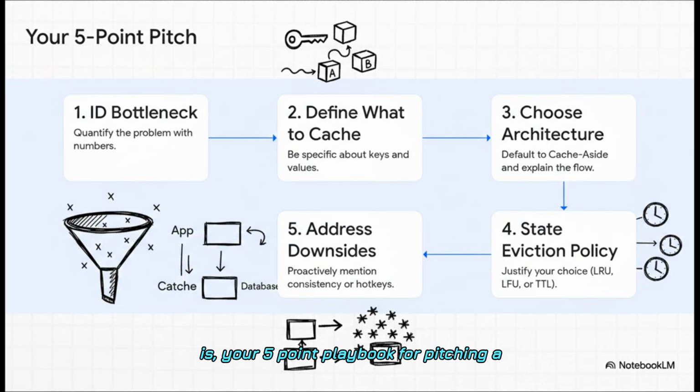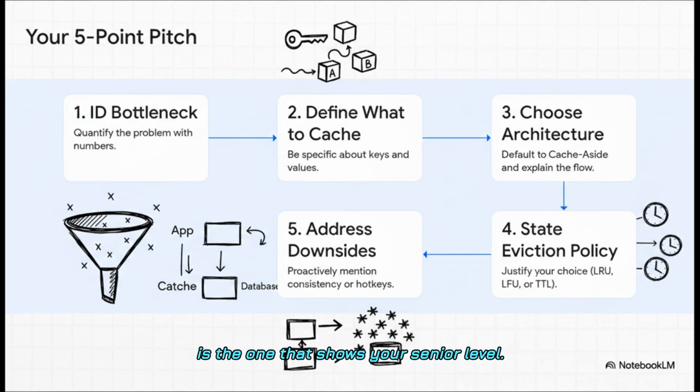So here it is, your 5-point playbook for pitching a cache in an interview. Number 1, identify the bottleneck. And if you can, use some back-of-the-envelope math to quantify it. 2, be really specific about what you're caching. What are the keys? What do the values look like? 3, choose your architecture. Cache aside is always a safe bet. Just walk through the data flow. 4, state your eviction policy and explain why you chose it.